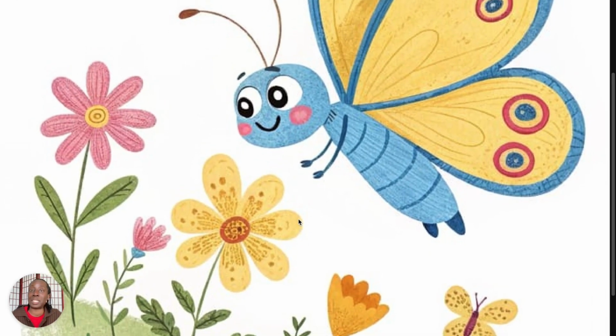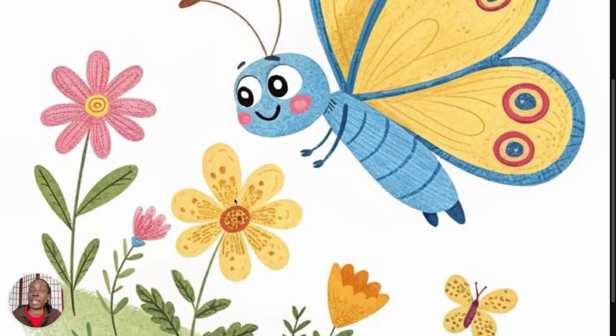Next, we see the butterfly is flying towards the flowers. How many flowers are there? This is 1 flower, 2 flowers, 3 flowers, 4 flowers. This is the 4th flower. And the flowers are different colors.